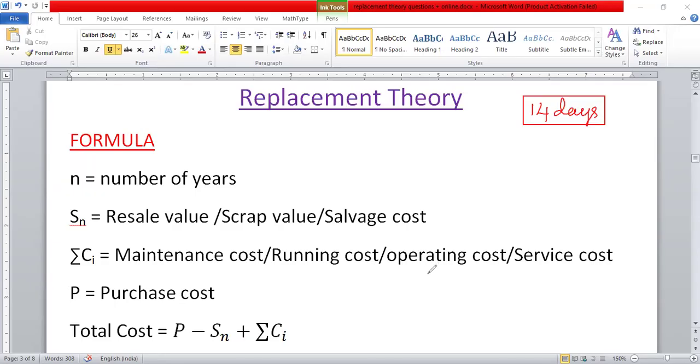So everybody knows replacement theory is nothing but an old machine being replaced by a new one. I repeat, the old machine is replaced by a new one, which is called replacement. It's a high voltage question for the second PUC public examination. So we are going to revise the formula and then solve.